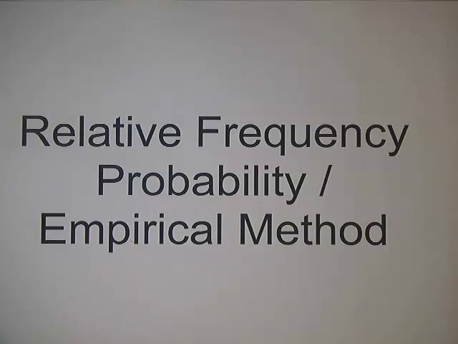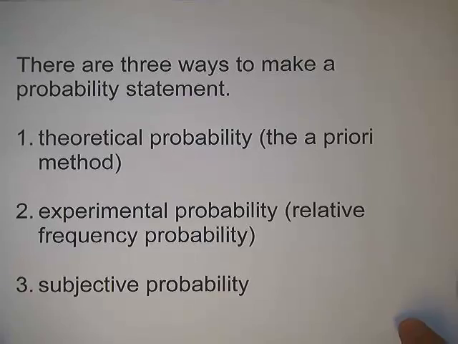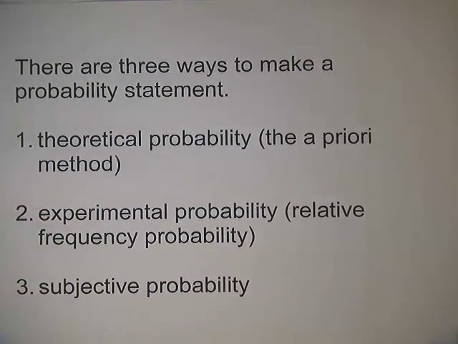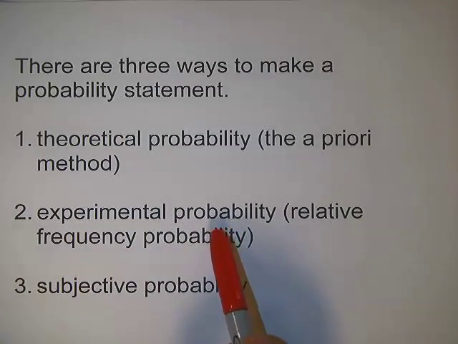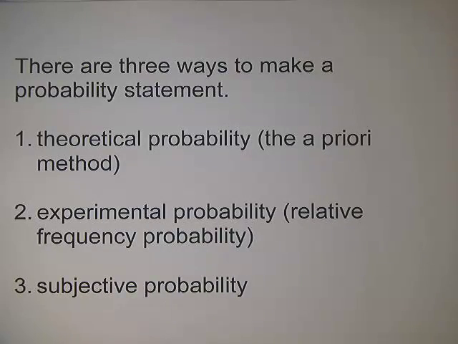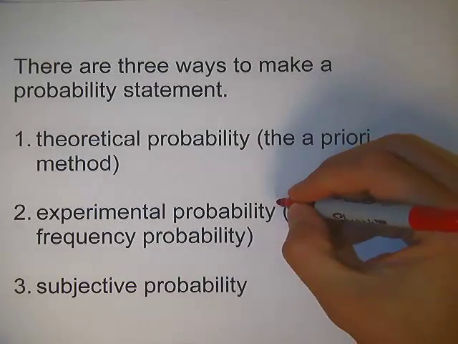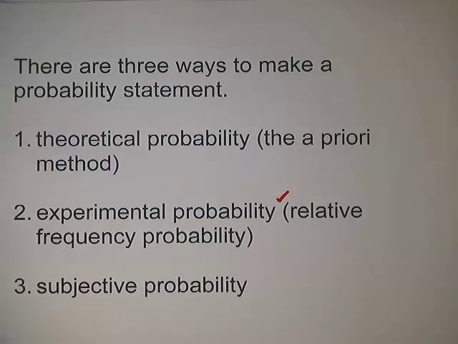Hi, this tutorial covers relative frequency probability, sometimes also known as the empirical method for calculating probability. So there are three ways to make a probability statement. The first being theoretical probability, also known as the a priori method. Experimental probability, also known as relative frequency probability, and sometimes referred to as the empirical method. And the third one is subjective probability. So we're going to spend most of the time here talking about experimental probability, and at the end of the tutorial we'll touch on subjective probability, but we're not going to spend a lot of time discussing that.